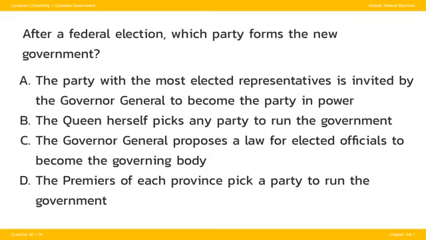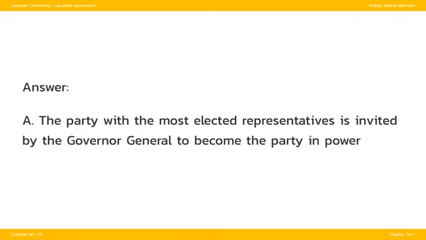After a federal election, which party forms the new government? A. The party with the most elected representatives is invited by the Governor-General to become the party in power. B. The Queen herself picks any party to run the government. C. The Governor-General proposes a law for elected officials to become the governing body. D. The premiers of each province pick a party to run the government. The answer is A. The party with the most elected representatives is invited by the Governor-General to become the party in power.